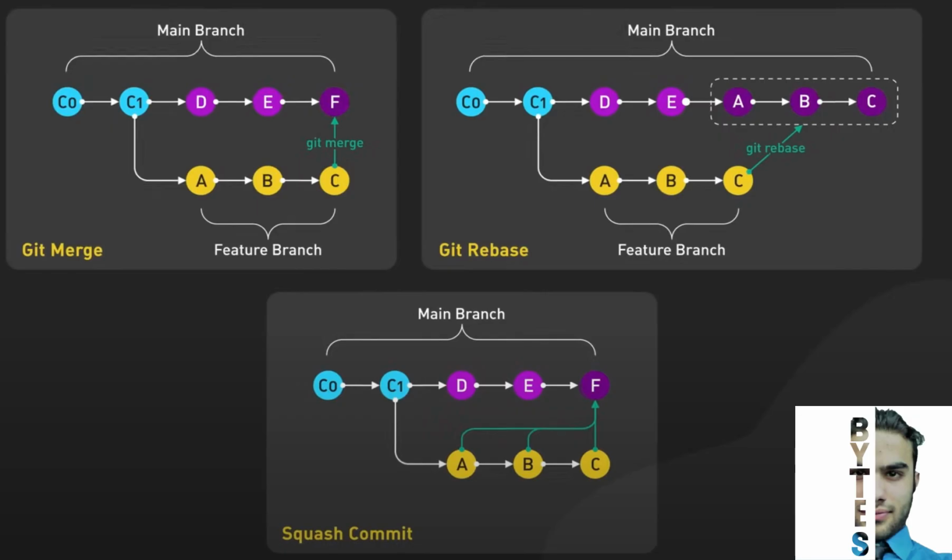You see the main branch here has commits C0, C1, D, E, F. The feature branch has A and B, C. After merging, all feature commits are added along with a new merge commit that connects both branches.